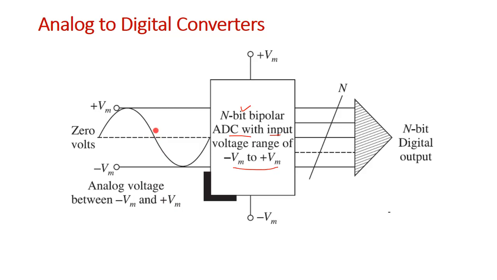So now we need to convert these kind of signals into the digital output with n-bit output, right. So we call it n-bit ADC, right. Therefore it is known as n-bit bipolar ADC with input voltage ranging from minus Vm to plus Vm. So our objective is to design this kind of ADC. So let us see how we can do this. So input and output of the n-bit bipolar ADC. Now I will see the quantization error when we send the analog signal to ADC.